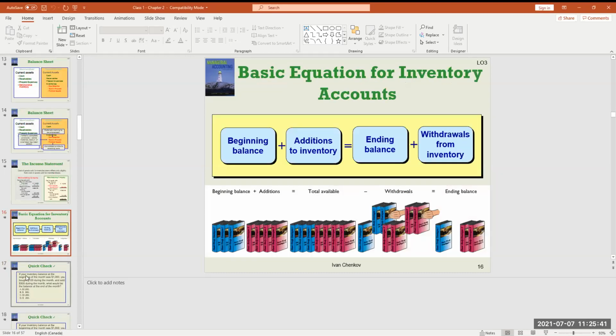At this point, we're coming to the basic equation in the inventory account, which is beginning balance plus the additions or purchases to inventory is equal to the ending balance plus credits or withdrawals from the inventory. So this is debit, this is credit.